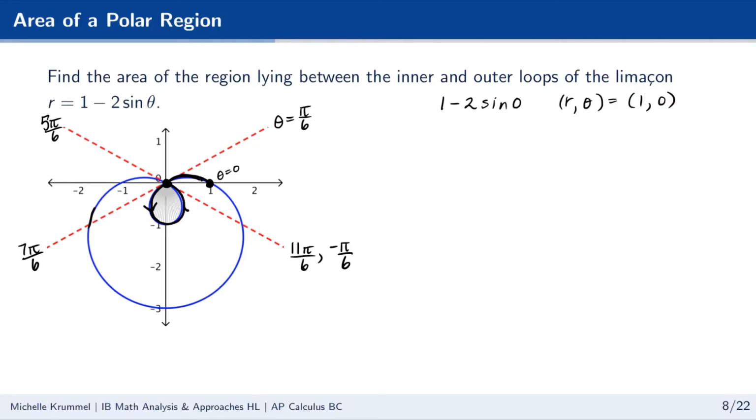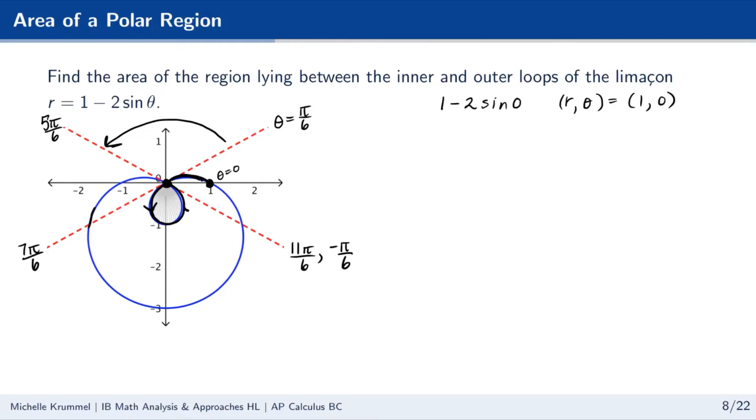When do I get back to the pole? Well, I get back to the pole at 5 pi over 6. So this is actually the interval that's going to give me the inner loop. And that's not obvious because if you just look at the part of the graph drawn between pi over 6 and 5 pi over 6, there's nothing there. There's just empty space up there. So it's not obvious that that's where we're generating the inner loop. But it is, in fact, when we're generating the inner loop. We just have negative r values. That's why they're not showing up in that region.